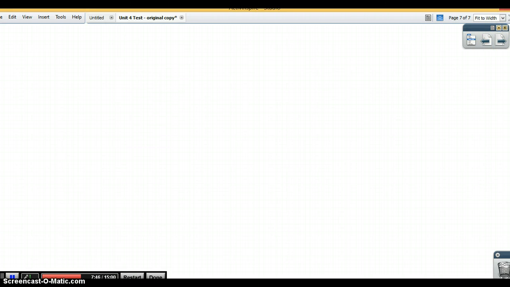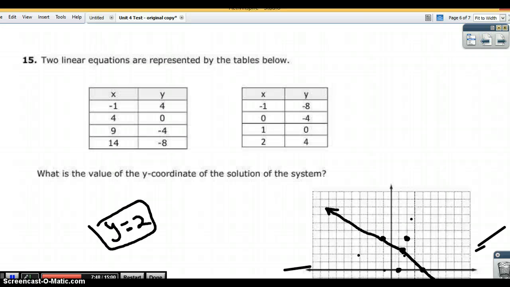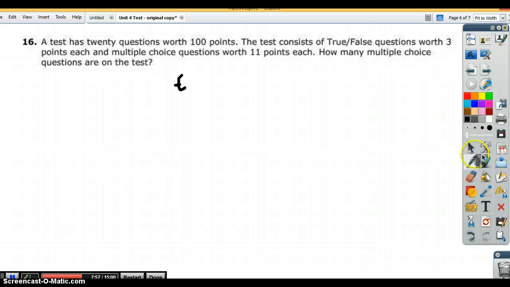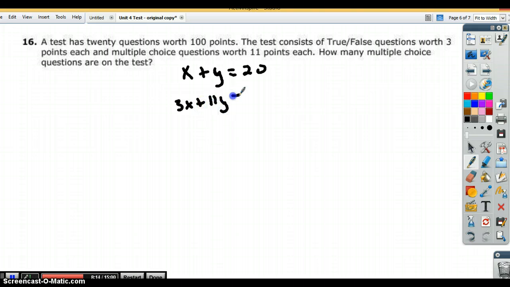Oh yeah, 16. I gave this to you guys again. Actually, I think I used x and y. So the system, which I gave you guys, like I said, was x plus y equals 20, and 3x plus 11y equals 100. So again, you should have been able to use matrices for this.